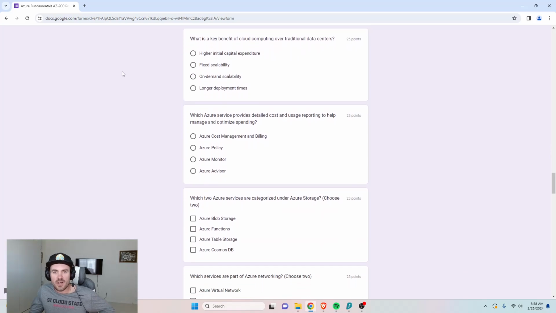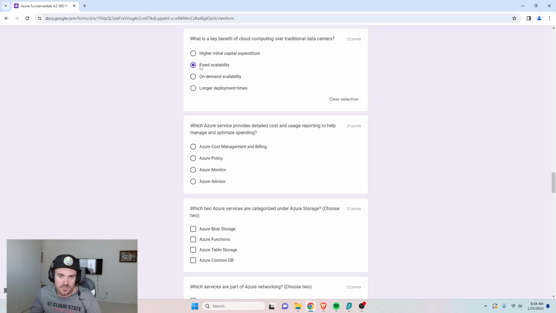What is a key benefit of cloud computing over traditional data centers? So, higher initial capital expenditure, that's the opposite. With cloud computing, you're going to have lower capex. Fixed scalability, again, with cloud computing, we don't have fixed scalability. Oops, we don't want that. On-demand scalability, that sounds better. And then longer deployment times, that's also incorrect because you can deploy resources whenever, wherever. There's a little bit of delay, but it's exponentially faster than setting up new servers in a data center and doing all that. Okay.